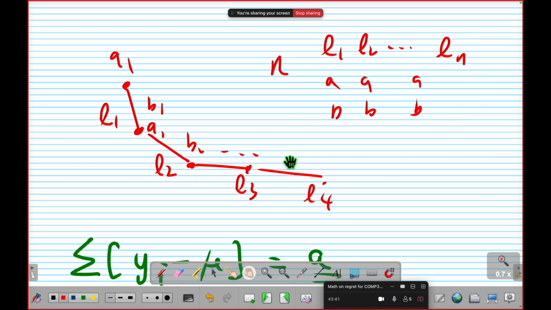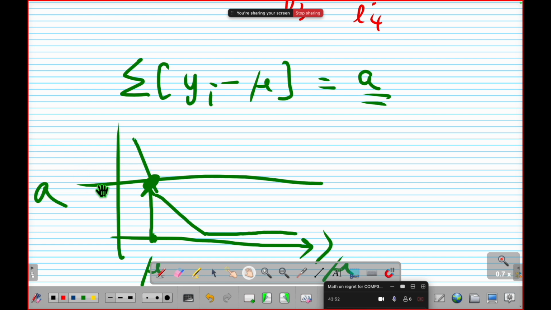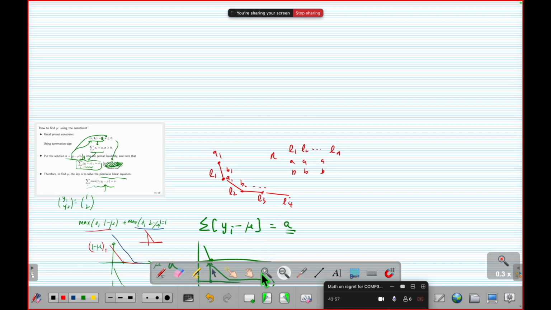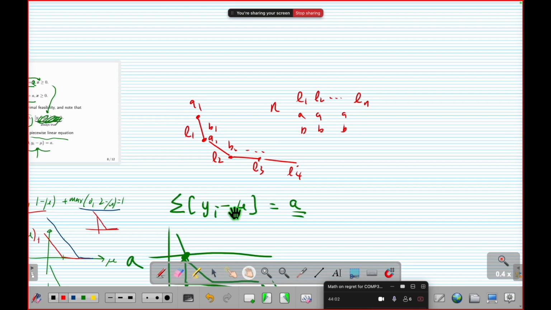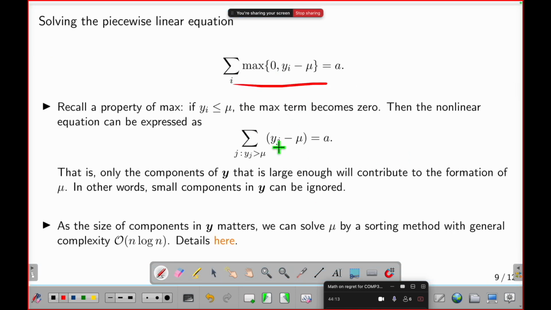Then what do you do? For each of the pieces, you know the A and B, you know the slope, you know the definition of the line, then you just check whether that particular line crosses a. So in other words, how do you solve this funny expression? You sort all the A and B, and then you check manually whether that particular line crosses the particular a. And sorting, do you know sorting? The cost is n log n. So therefore, solving this thing is an n log n cost.